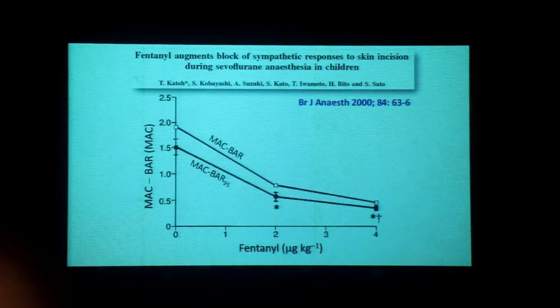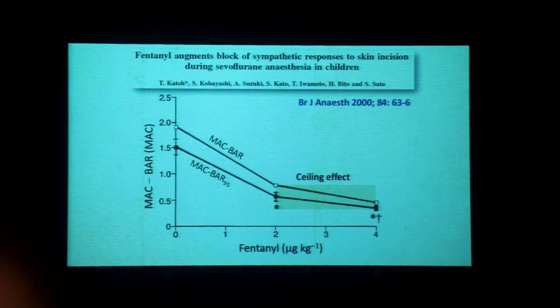Anesthesia is produced by inhalational agents. Autonomic reflexes are suppressed by fentanyl. It will help you reduce the MAC and the autonomic responses, but it will not produce anesthesia. For anesthesia, you will have to give a volatile agent. By giving about 2 microgram per kg of fentanyl, there is a drastic fall in MAC. After that, even if you give more, the change is very minimal. So there is a ceiling effect, and there is no point in giving more than that.